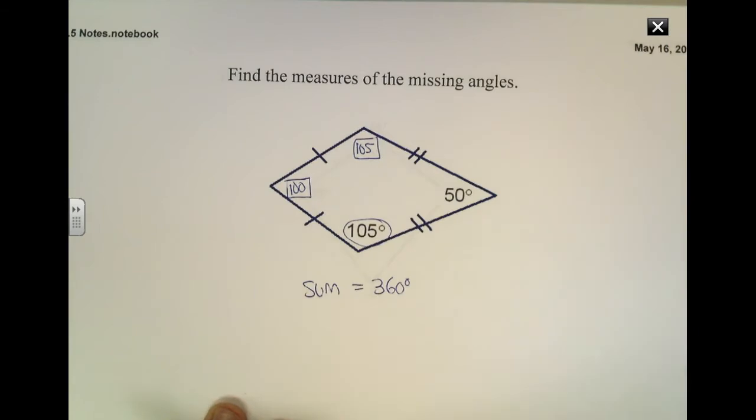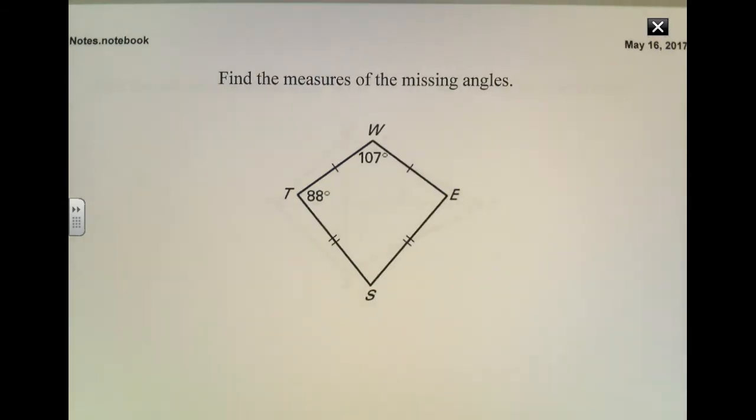Try the next question, which is this one right here, on your own. Press pause and then play once you have tried it yourself.